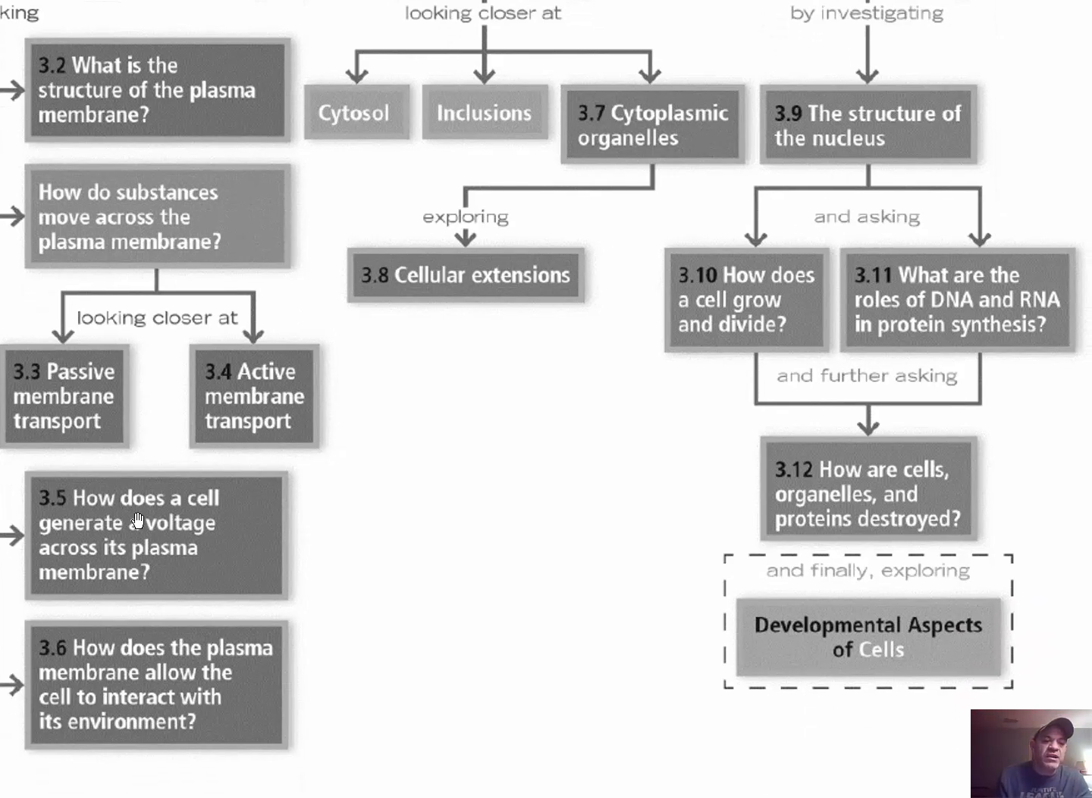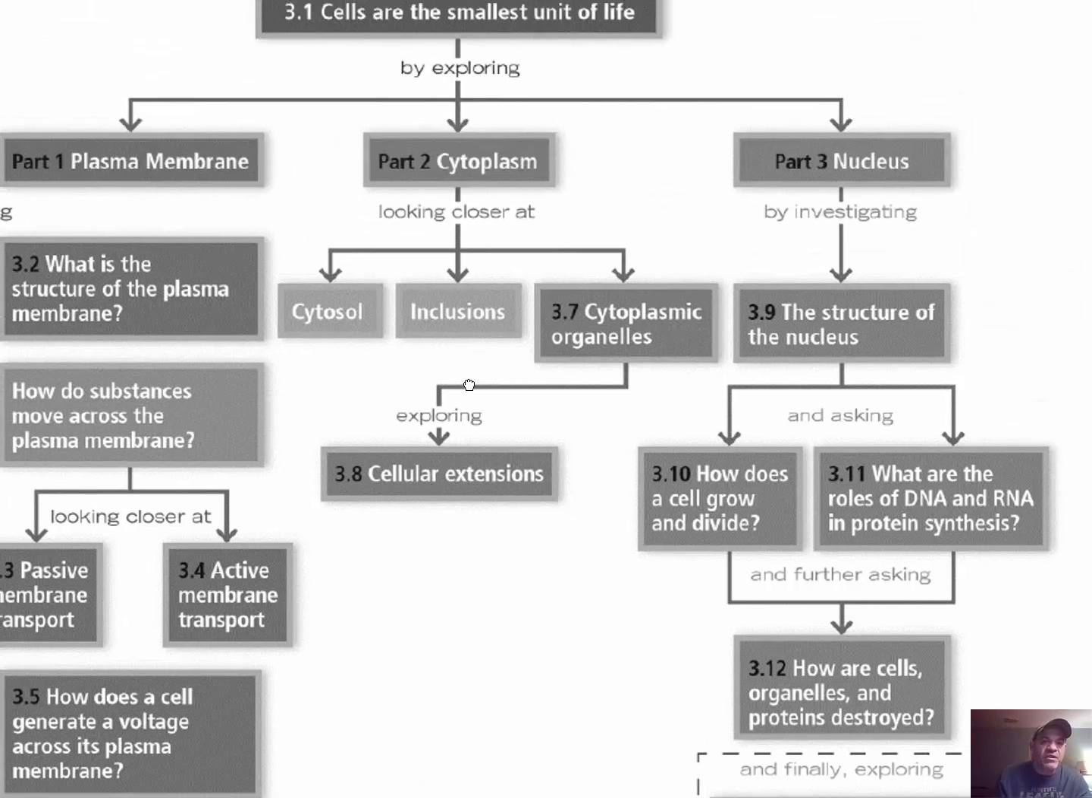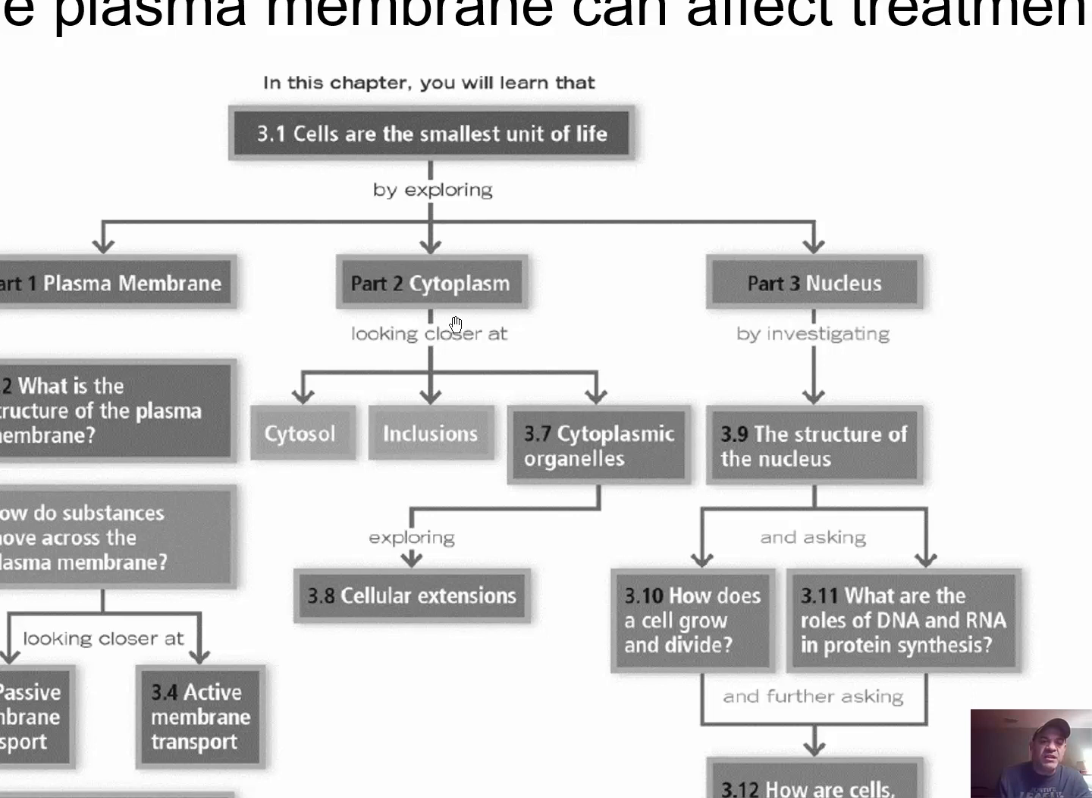And then in 3.5, we're going to ask how does a cell generate a voltage across its plasma membrane, which is what neurons do, nerve cells. And in 3.6, how does the plasma membrane allow the cell to interact with its environment? Moving on to part 2, we're going to examine the cytoplasm, and we're going to look closely at the components, which include the cytosol and inclusions. And in 3.7, we're going to look at the cytoplasmic organelles, and we'll further explore cellular extensions, which would be things like flagella and cilia.